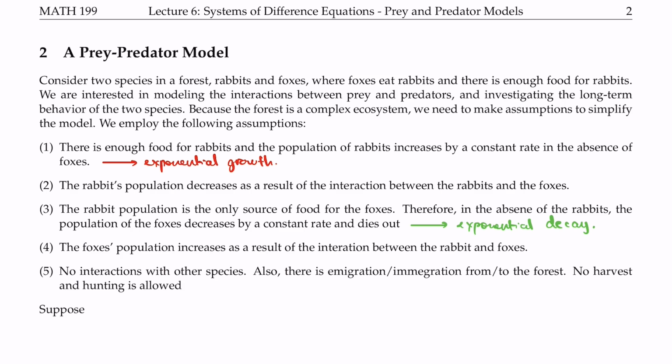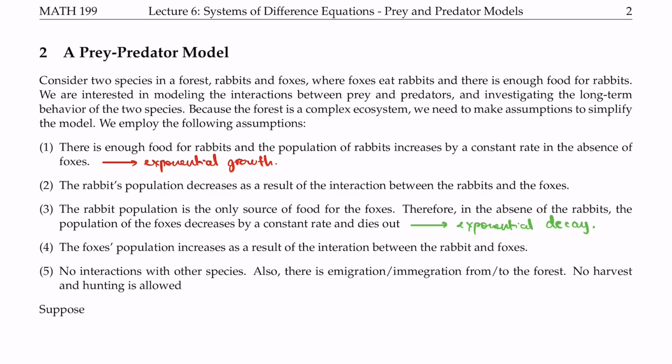So the ecosystem that we're considering is quite complicated enough by itself. Therefore, we just want to look into the interaction between one species of prey and one species of predator. This is a very basic model, and we just want to see the interactions where there is just one species of foxes and one species of rabbits. Also, there's no immigration to the forest, and no harvesting and hunting is allowed in this ecosystem.